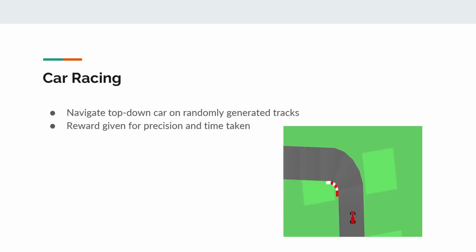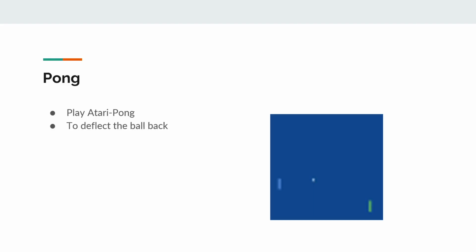In the car racing experiment, the agent needs to navigate a top-down car on randomly generated tracks. The final reward depends on how precise the car is and how long it took for the car to complete the circuit. In the Pong experiment, the agent plays the Atari game Pong. The goal is to deflect the ball back at the AI with the paddle. The agent not only needs to deflect the ball, but the ball needs to be deflected in a way that prevents the AI paddle from receiving the ball.